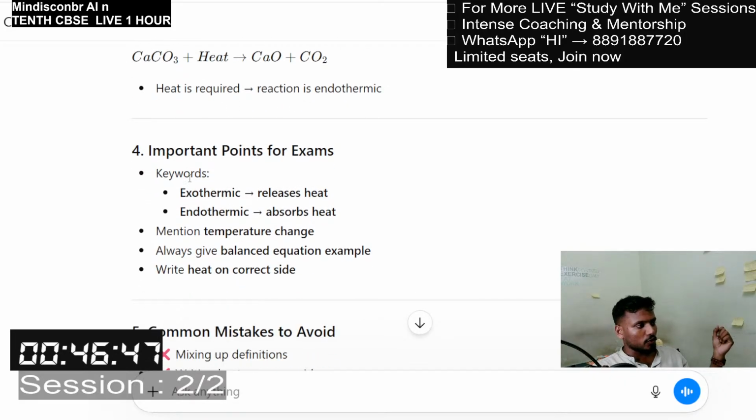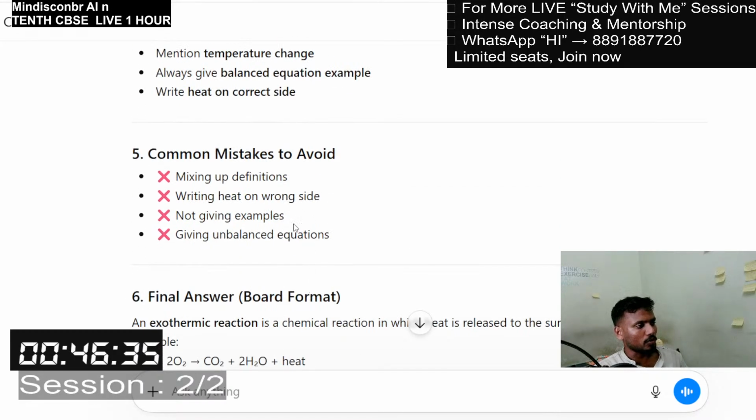Important points for the exam, keywords: exothermic means releases heat, endothermic means absorbs heat. Mention the temperature change. Always give a balanced equation example. Write heat on the correct side. Common mistakes to avoid: mixing up definitions, writing heat on the wrong side, not giving examples, giving unbalanced equations.